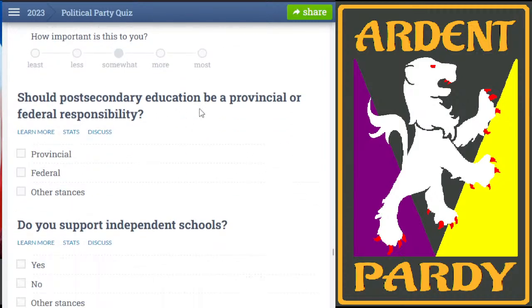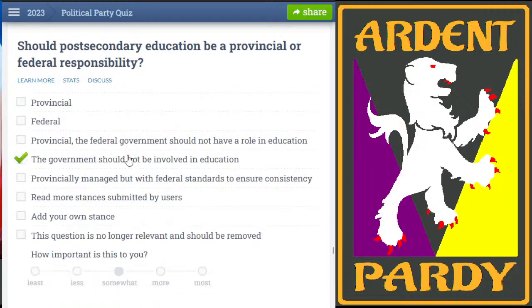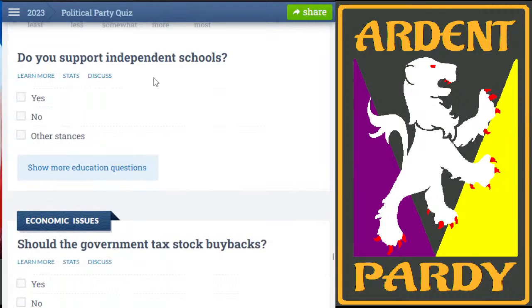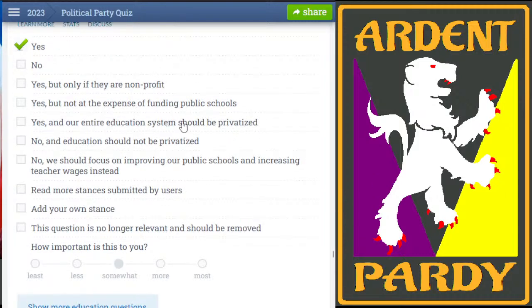Okay, should post-secondary education be a provincial or federal responsibility? Government should not be involved in education. Yeah, that's the based response, I think. Do I support independent schools? Yes. Non-profit, not at the expense of funding public schools. Entire education system should be privatized.